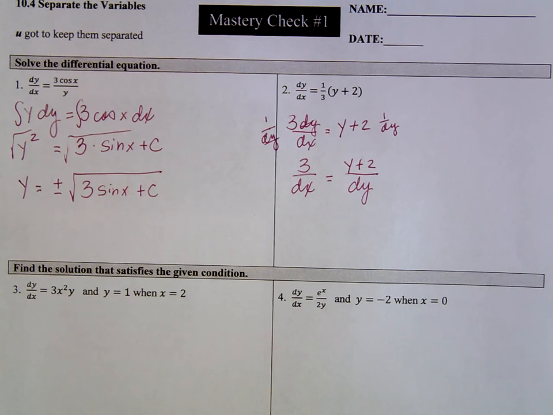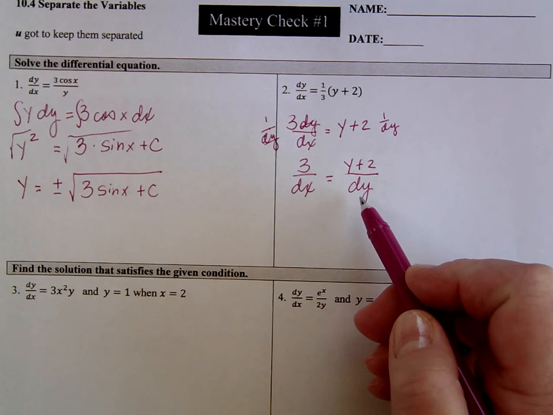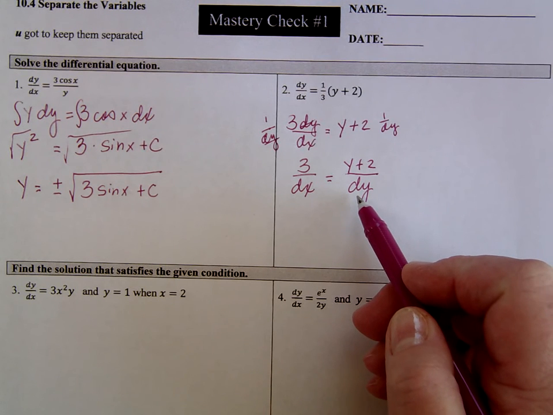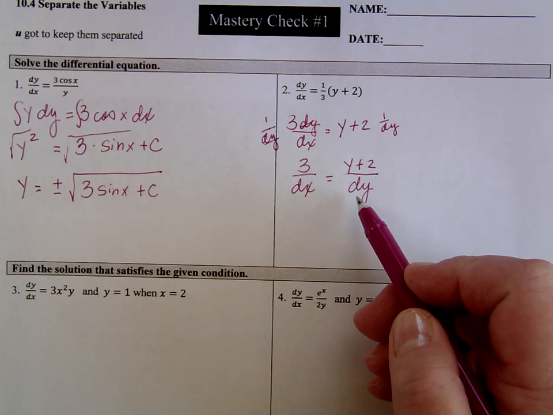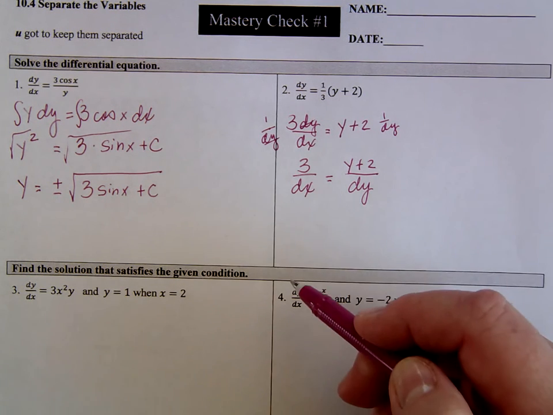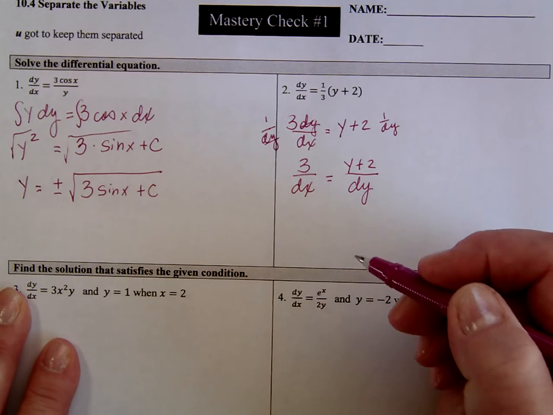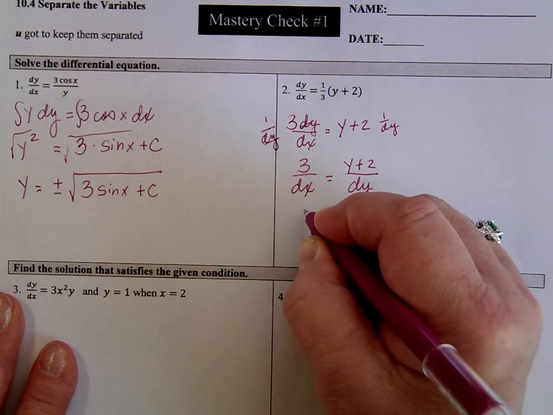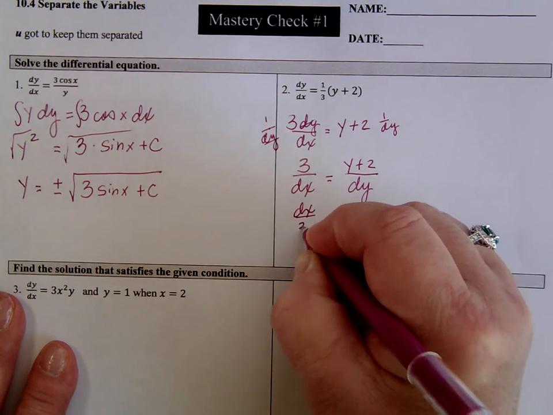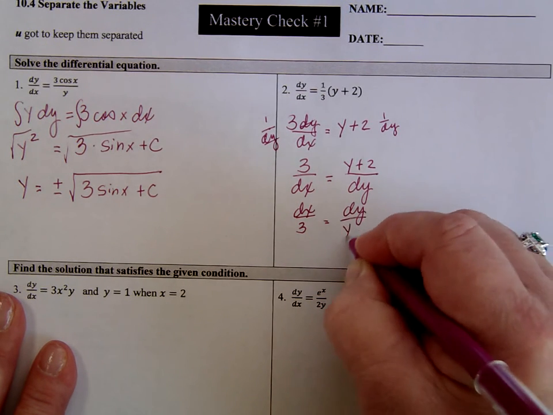Which makes me somewhat happy because that means I've got the x's on one side and the y's on the other, but the dy's and dx's are in the denominator, and that's kind of upsetting. So I need to get them into the numerator. And here's some rules with fractions, back to proportions. You can flip these. As long as you flip both sides, the math police won't come and take you away. An equivalent form of this proportion would be if I flipped it and made it dx over 3 equals dy over y plus 2.